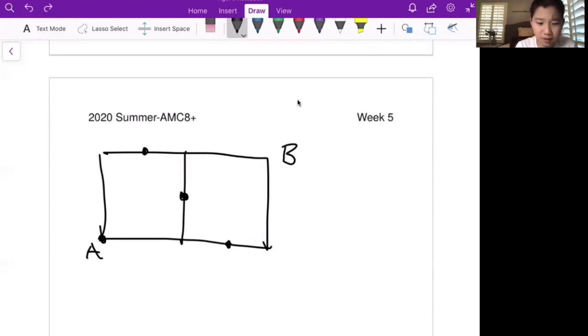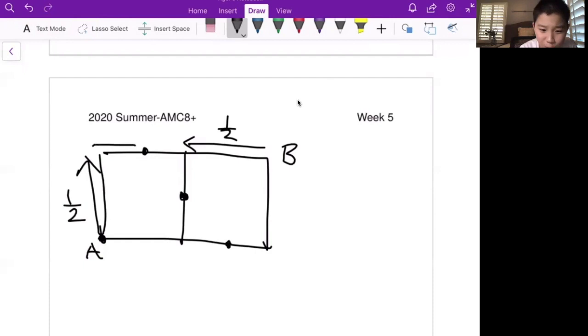So let's just look at the top one first. Alice must go here, so that's a 1/2 probability. Bob must go there, that's 1/2 probability. And then once Alice is here, she's forced to go there. But then once Bob is here, he's not forced to go there. It's still a 1/2 chance.